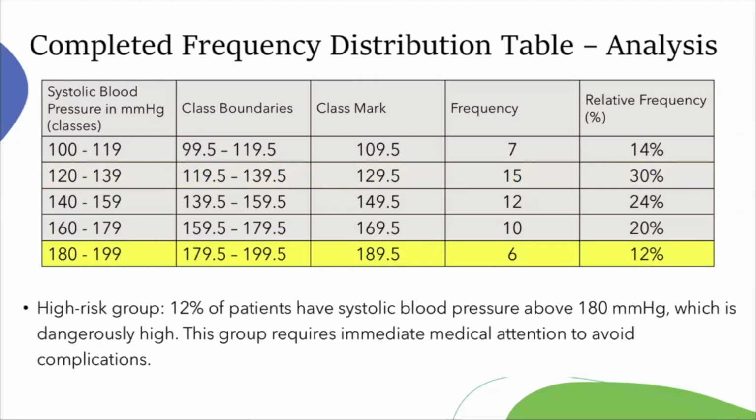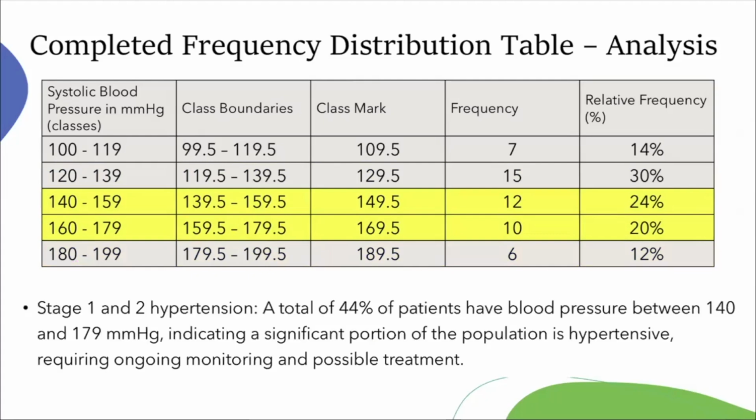The highest blood pressure in the group is a very high risk group. 12% of patients have systolic blood pressure above 180 mmHg, dangerously high. This group requires immediate medical attention to avoid complications. So notice there's nothing higher than 199. So the way this was stated, above 180, just indicates that there is nothing more than 199. Okay, so these are all the values in that top group.